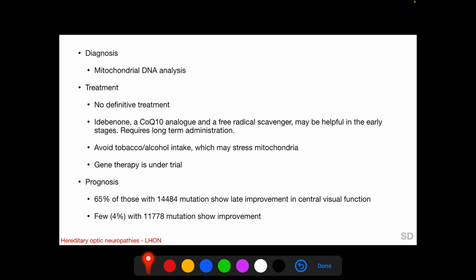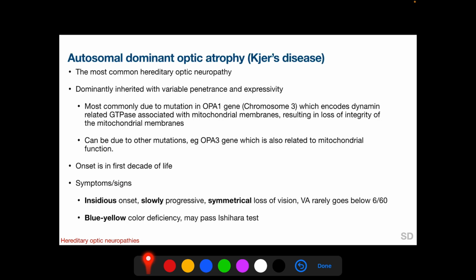So what is the prognosis of LHON? 65% of those with 14484 mutation show late improvement in central visual function. However, very few, only 4% with the most common 11778 mutation, show improvement.